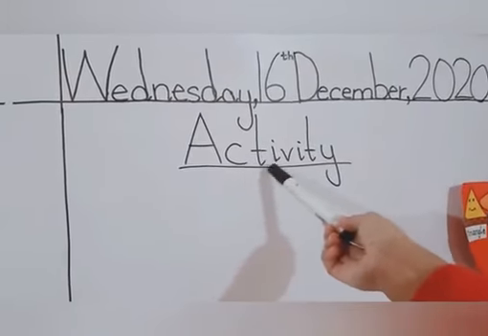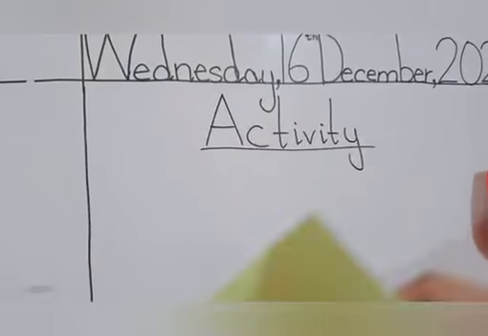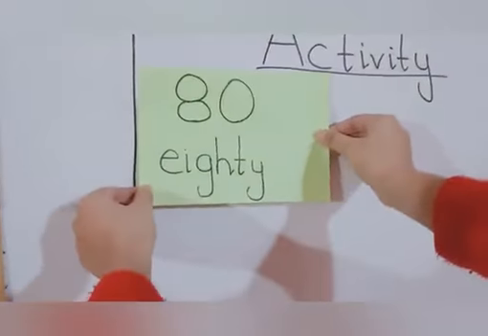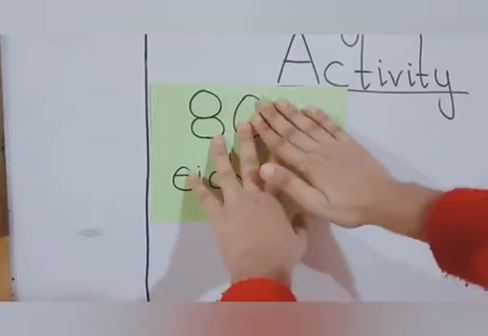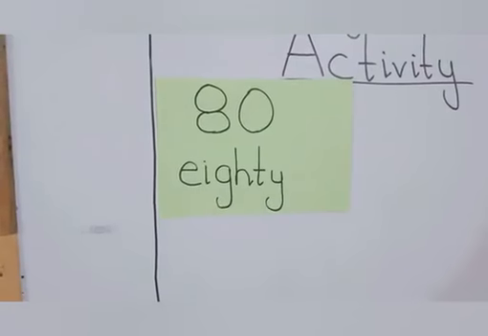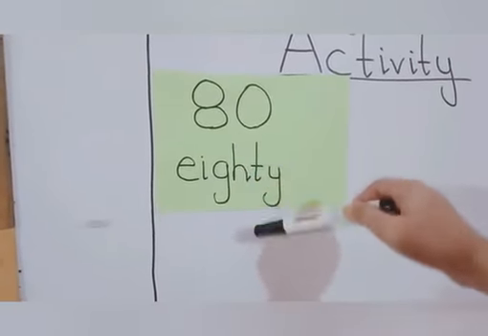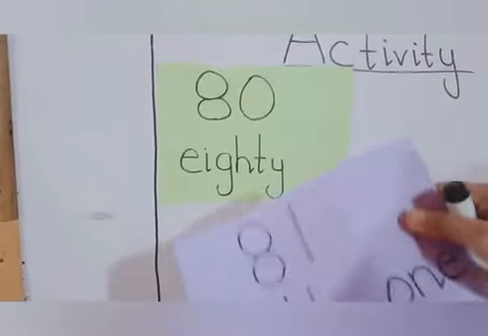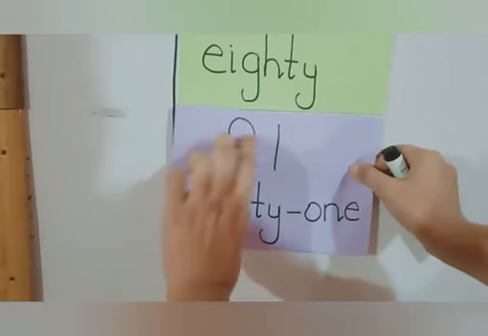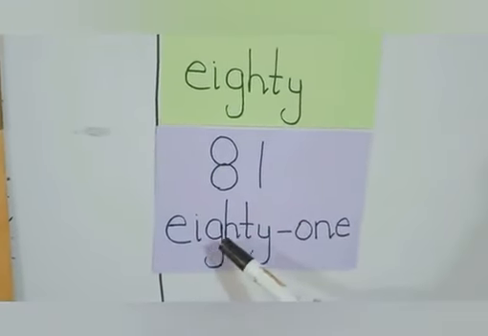First of all, we will do activity. So, okay class, tell me which number is this? This is 80. And what is the spelling of 80? E-I-G-H-T-Y, 80. What comes after 80? 81. Now tell me the spelling of 81.